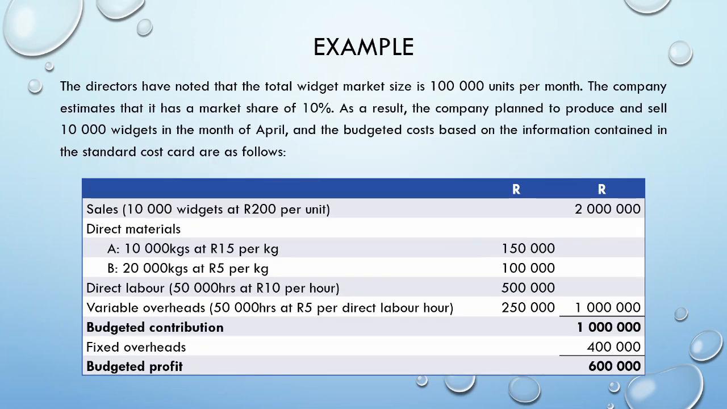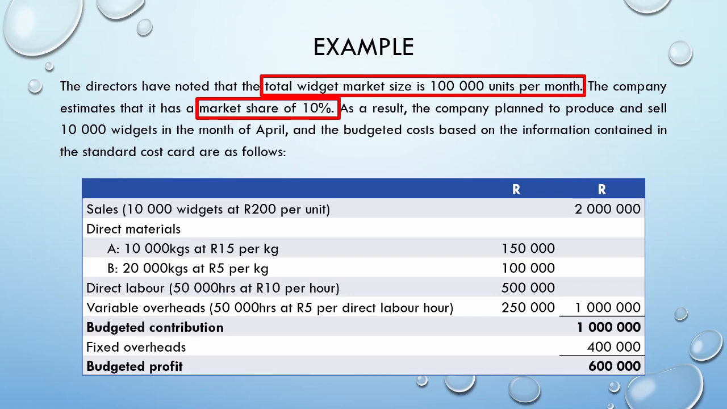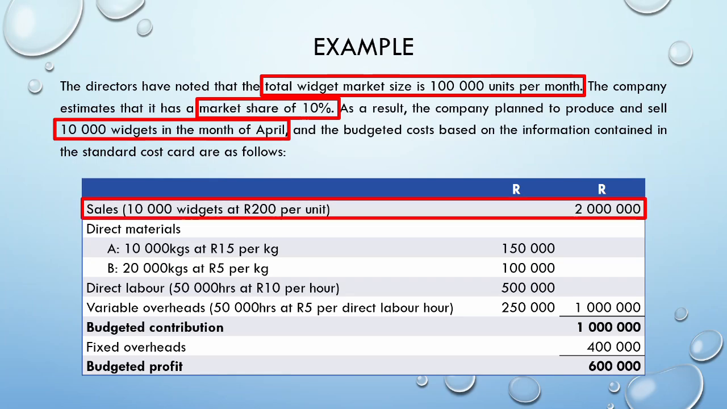In the opening paragraph of this slide, we are given the widget market size of 100,000 units per month, and are told that our company's market share is 10%. This results in the company planning to sell 10,000 widgets in the month of April, and generate total revenue of 2 million Rand for the month.